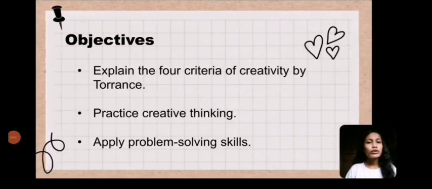So before we move on to our discussion, let me first read the objectives. The first objective is to explain the four criteria of creativity by Torrance. Second, practice creative thinking and apply problem-solving skills.